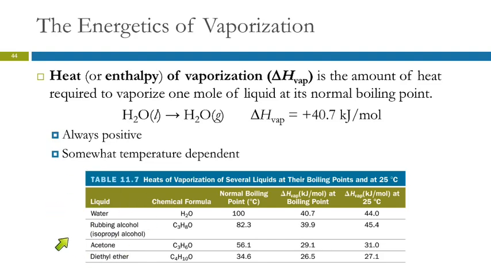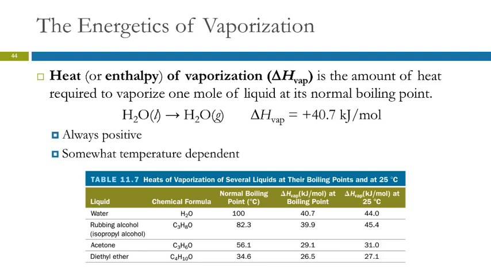So down here in this table, we see several different liquids. There's water, rubbing alcohol, acetone, diethyl ether. And here we have the delta H at the boiling point and delta H at room temperature. This is always a positive number because vaporization always is endothermic. It is somewhat temperature dependent, but not as much as you might think. So at the boiling point, water has a heat of vaporization of 40.7. At room temperature, it's 44, a little bit higher, but not much.